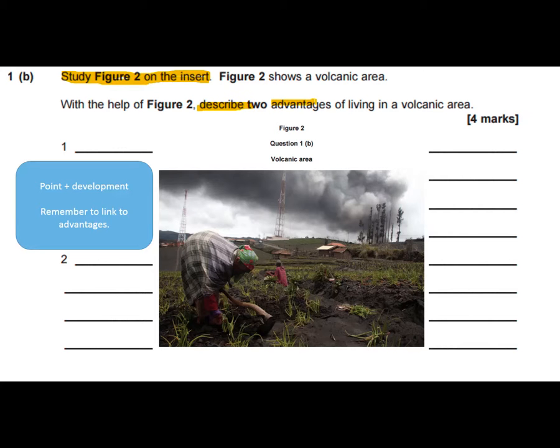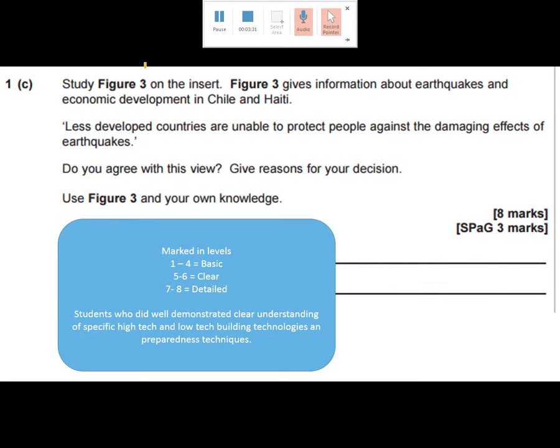You need to say 2 advantages of living in a volcanic area. It does tell you to talk about figure 2 as well, but you don't necessarily specifically have to. It's a nice, easy way of doing something. You get 1 mark for a simple point, 1 mark for a development. If you do that twice, you get all 4 marks. You don't need to use a case study. Again, if you can use high-level language, then feel free to do so, but there aren't any really high-level specific terms linked to this. This is showing your general understanding.